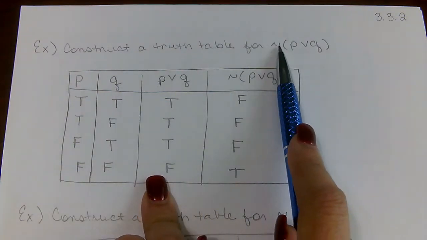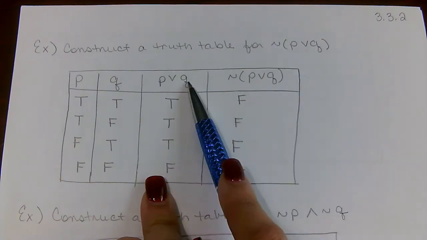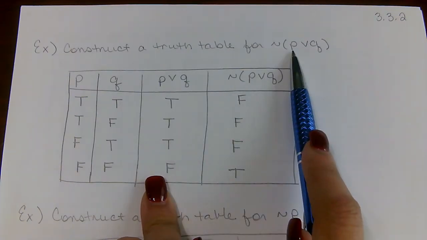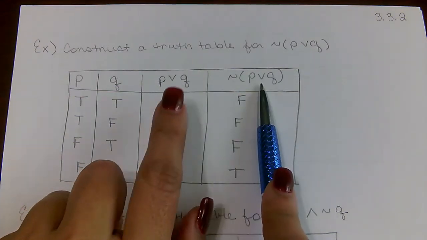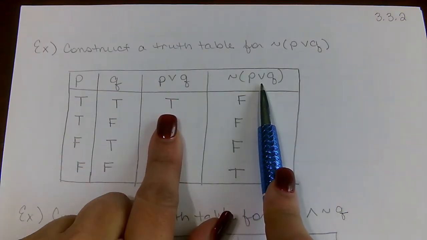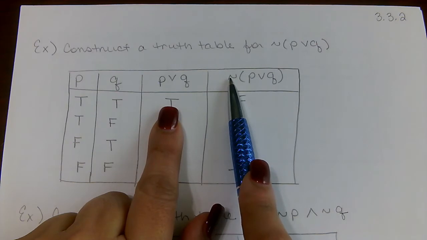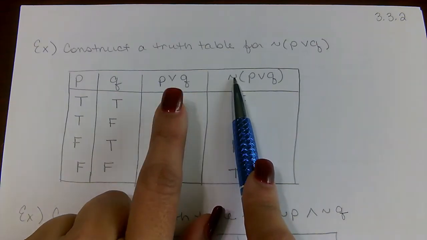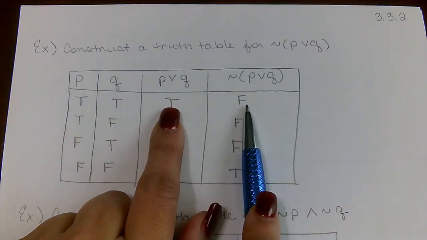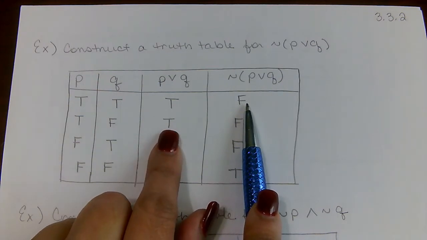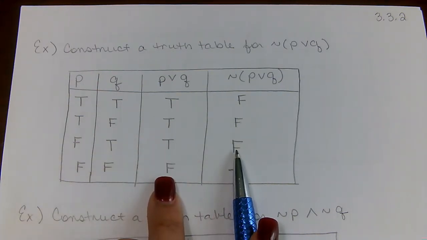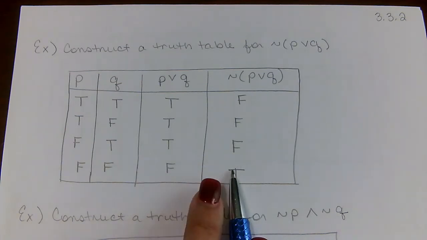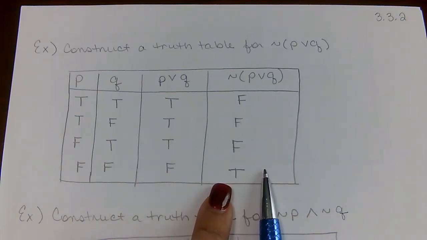Then when I have this not on the outside, I am taking everything in the parentheses and doing the opposite of it. So all I'm looking at is this particular column, and I'm changing it because it's the not in front. So not true is going to be false. The opposite of true is false. The opposite of false is going to be true. So here's going to be my final decision.